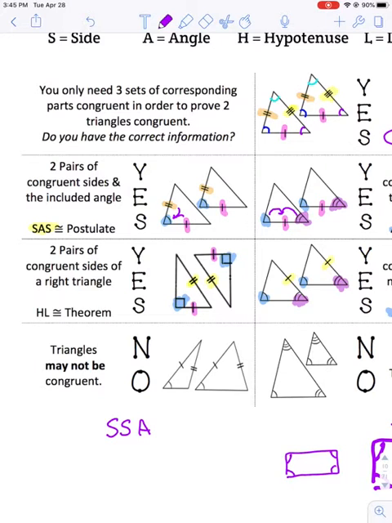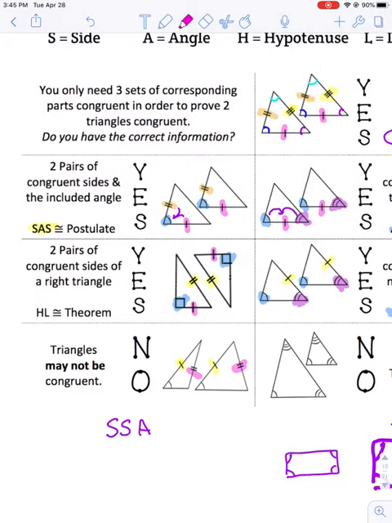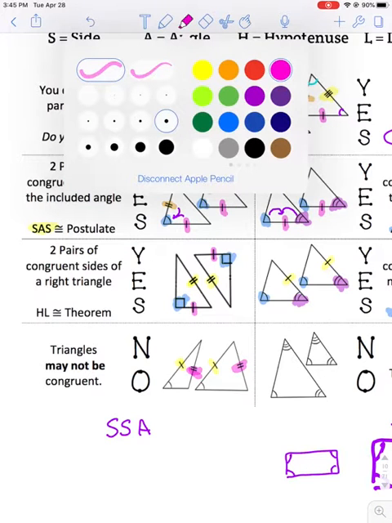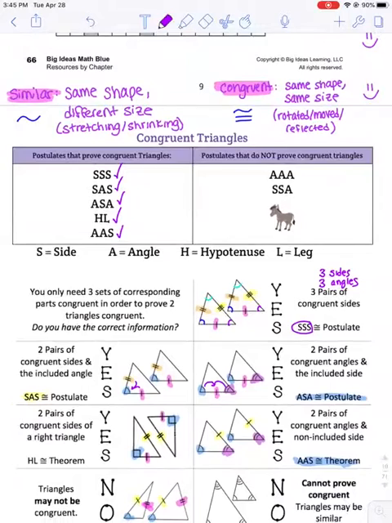The other one that doesn't work is this one. This would be side, side, angle. So this is when you know that 2 of the sides are the same. The yellow sides are the same and the pink sides are the same. And then we know that a third angle that's not between them is the same. Like if it was between them, it would be over here. This third angle is not between them. That is also not enough information to say that these 2 triangles are congruent. They might be, but we would need more information to know for sure.